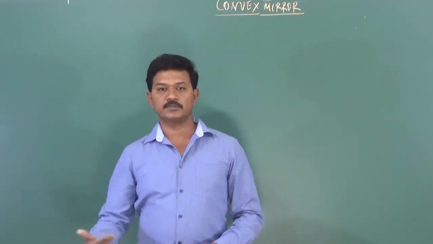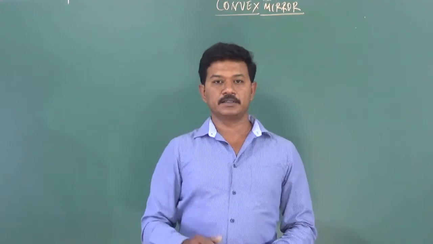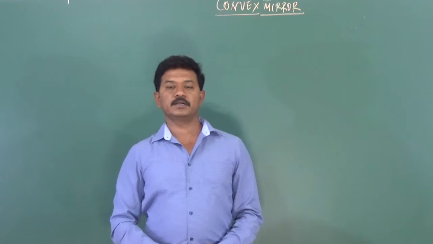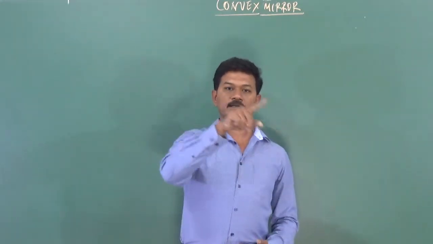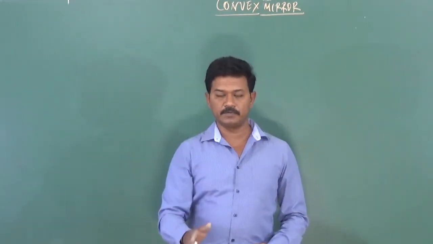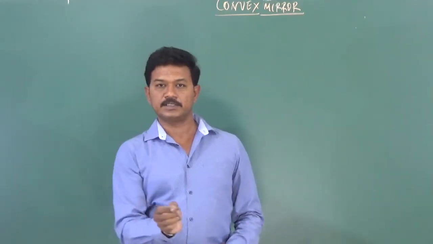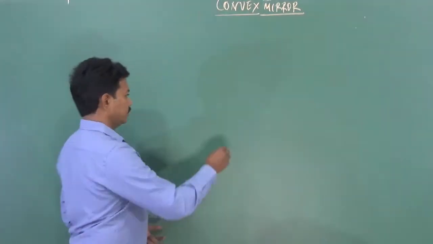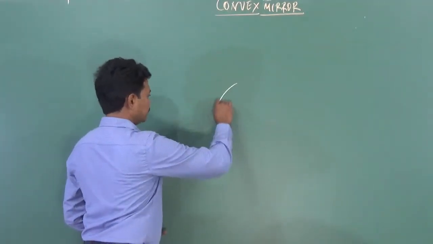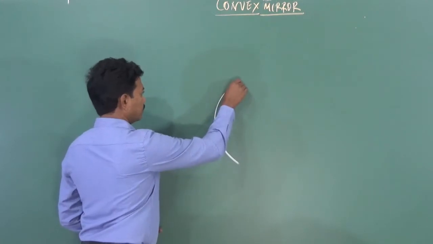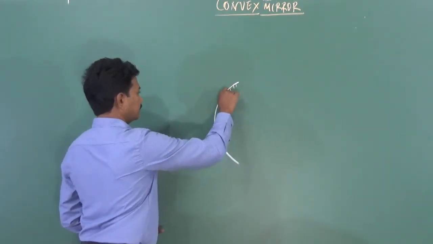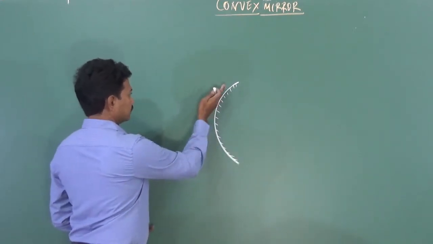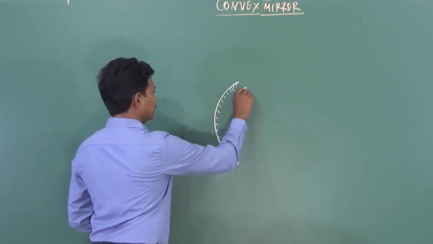In today's class we will go with another important type of mirror, the convex mirror. Let us remember what a convex mirror is. It is a part of a hollow spherical mirror, in which the inner surface is silvered so that its outer surface is highly reflecting. I will go with a simple diagram. If this is a convex mirror, the inner surface is silvered so that its outer surface is highly reflecting. This is the silvered surface.